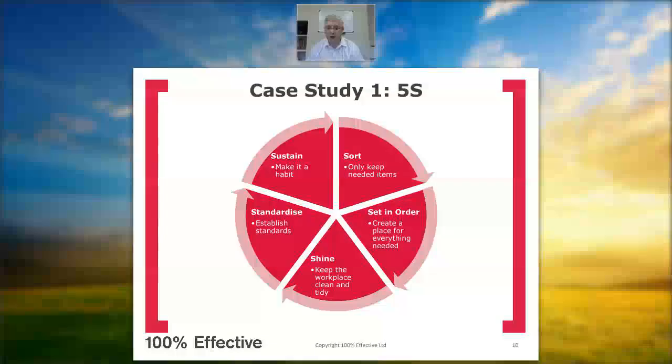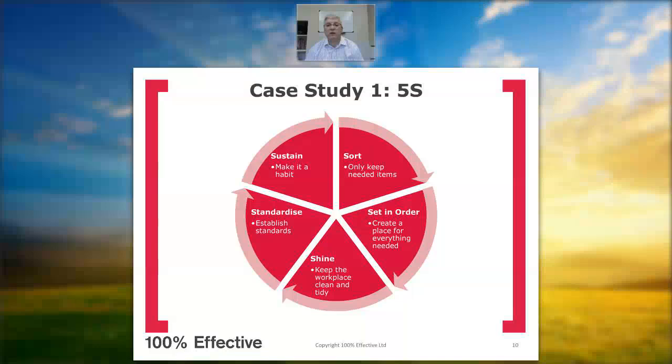A common beginning in continuous improvement for many teams is to improve the cleanliness and layout of their working space using 5S. And this is also sometimes something that can be done with very rapid payback. 5S stands for sort, set in order, shine, standardize and sustain. So first of all, we identify what items need to be kept in the workplace and we remove the ones that don't.